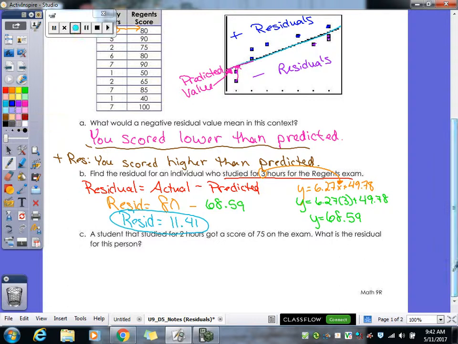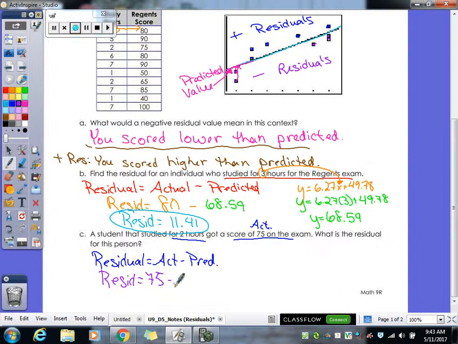So C, a student studied for 2 hours and got a score of 75 on the exam. That would be your actual value because they're telling you that's what they got, so that's their actual. What is the residual for this person? So just like we did for the last one, residual is actual minus your predicted. So as we said, our actual was a 75.